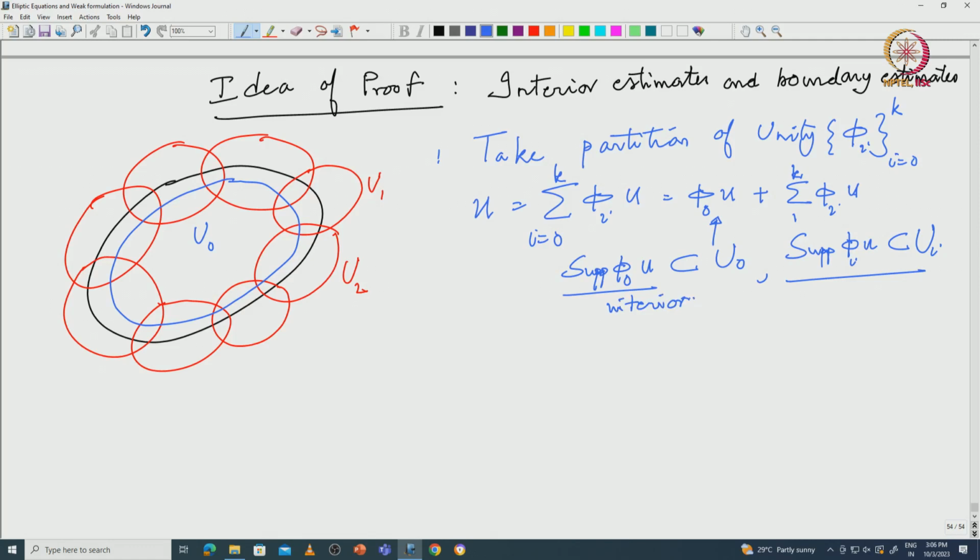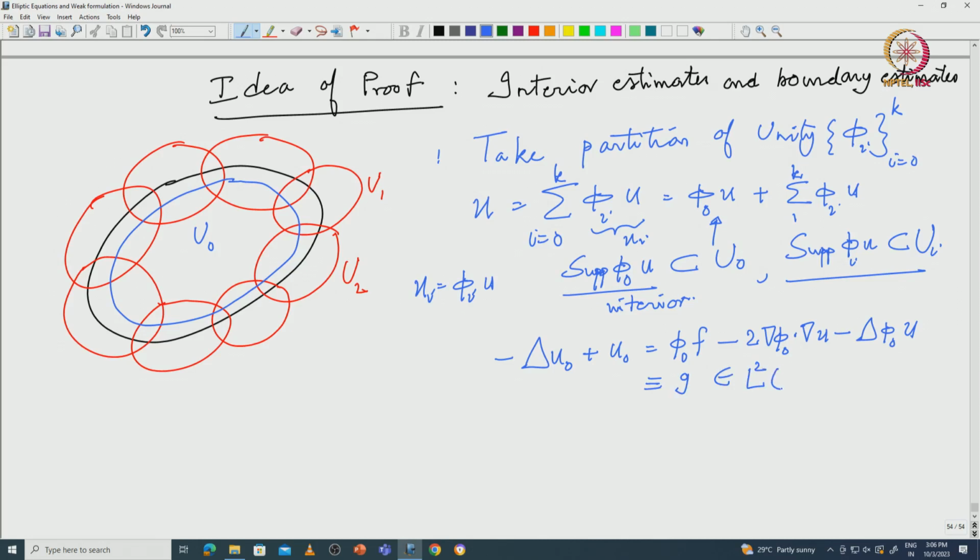And you write an equation, and I call this function u_i. u_i is your phi_i u, and you define it so you can actually see that minus the Laplacian of u_0 plus u_0 is equal to phi_0 of f plus something. You can compute this. So I will just write down here the gradient of phi_0 and gradient of u, minus the Laplacian of phi_0 times u, and this is your g. Identify g, which is in L2 of U_0; you will get it, you can do that one.